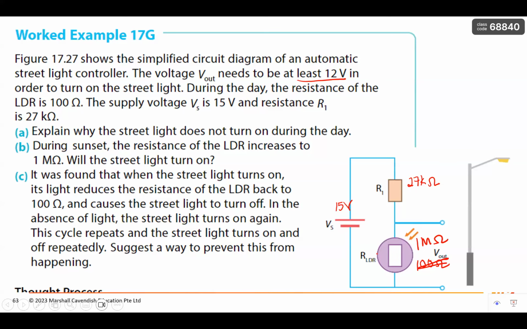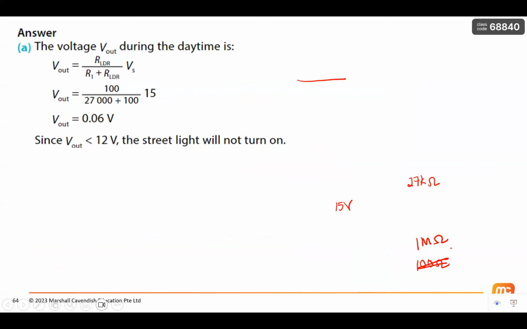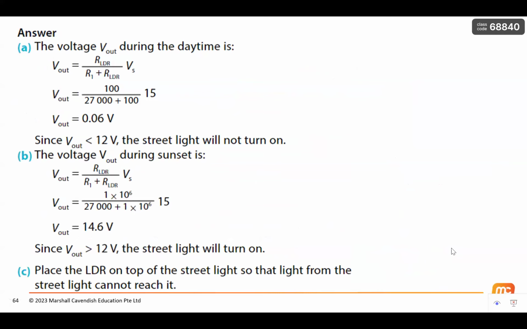So how can we prevent this? One very simple way is to ensure that the light from the street lamp doesn't affect the LDR. You can put anything that blocks the light from the street lamp to the LDR, or simply place the LDR on top of the street light so that the light will not be able to reach the LDR. Once the light cannot reach the LDR, it will not affect the resistance of the LDR, and the street lamp will not be switched on and off continuously. Okay, that's it.